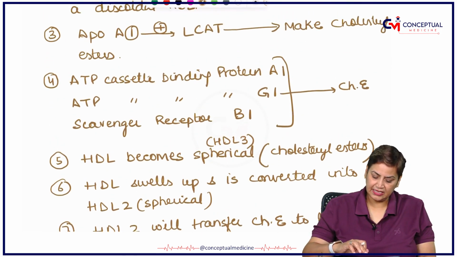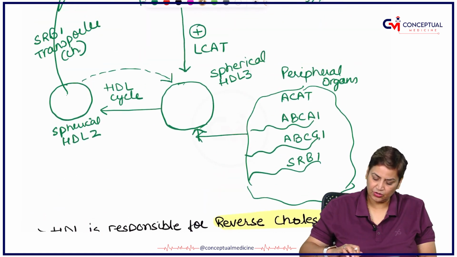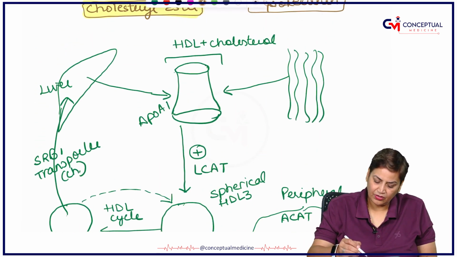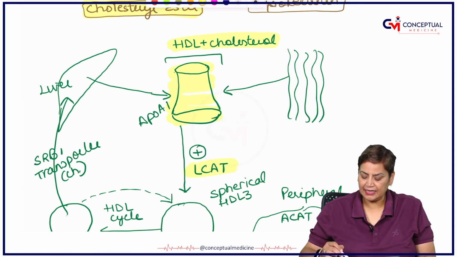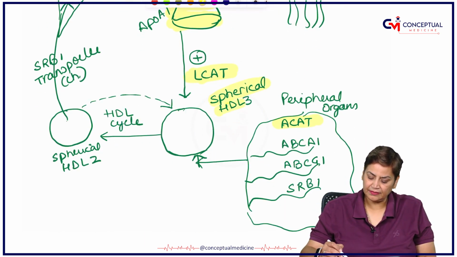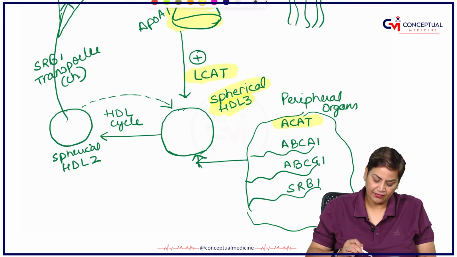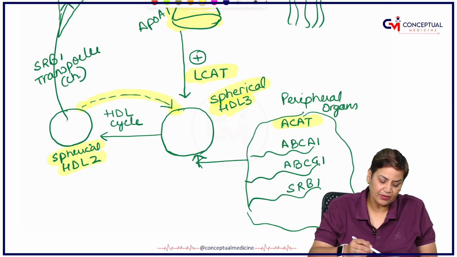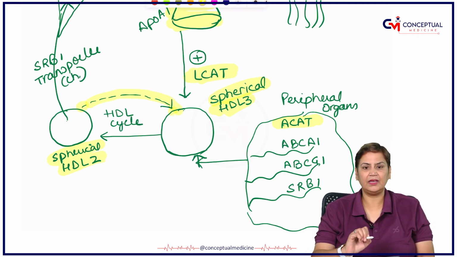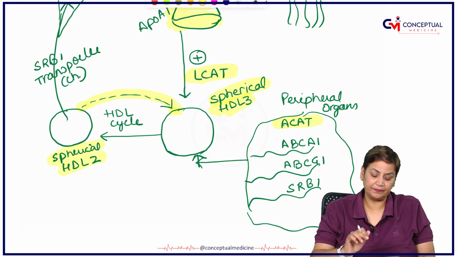So let's just see quickly the diagram. Here you can see that HDL plus cholesterol is discoidal in shape. LCAT enzyme and ACAT enzyme form the spherical HDL, which will be converted into this because it will increase in size and look like this. This is the HDL cycle, and this will be accepted by the SRB transporter. So this is HDL metabolism.